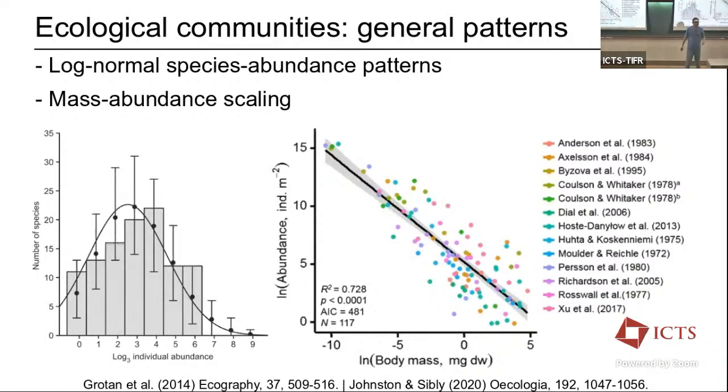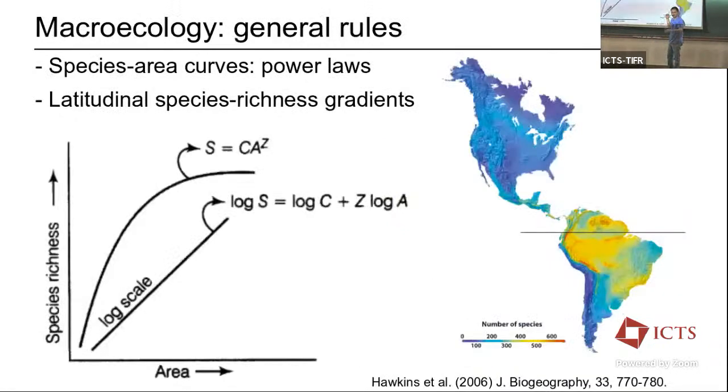Another general pattern that you see in ecology is what's called mass abundance scaling. If you look at body mass on the x-axis and abundance on the y-axis, both on the log scale, smaller species tend to be more abundant. Larger species tend to be rarer or less abundant. They tend to have smaller population sizes. So if you go into a community of organisms, there will always be more mice than there are elephants. Mice will have much larger population sizes than elephants will.